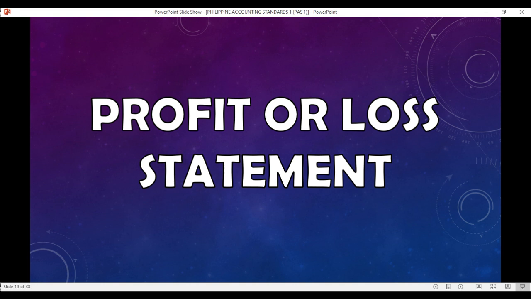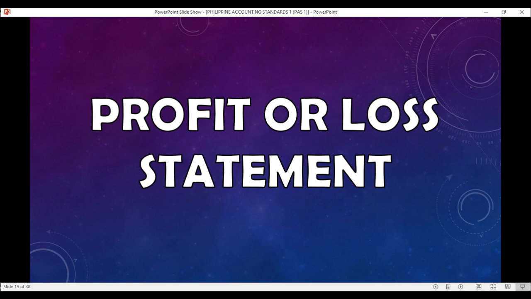Okay, so that's it for the basic concept of your elements of financial statements. Now that we have already discussed the elements of financial statements, and we have also discussed the financial statements, including the complete set of financial statements, we're now going to focus on the first two main financial statements that should be prepared by an entity, starting from the profit or loss statement. Then later, the statement of financial position. So again, profit or loss statement, as a component of your statement of comprehensive income, recognizes the income and expenses related to a specific accounting period.